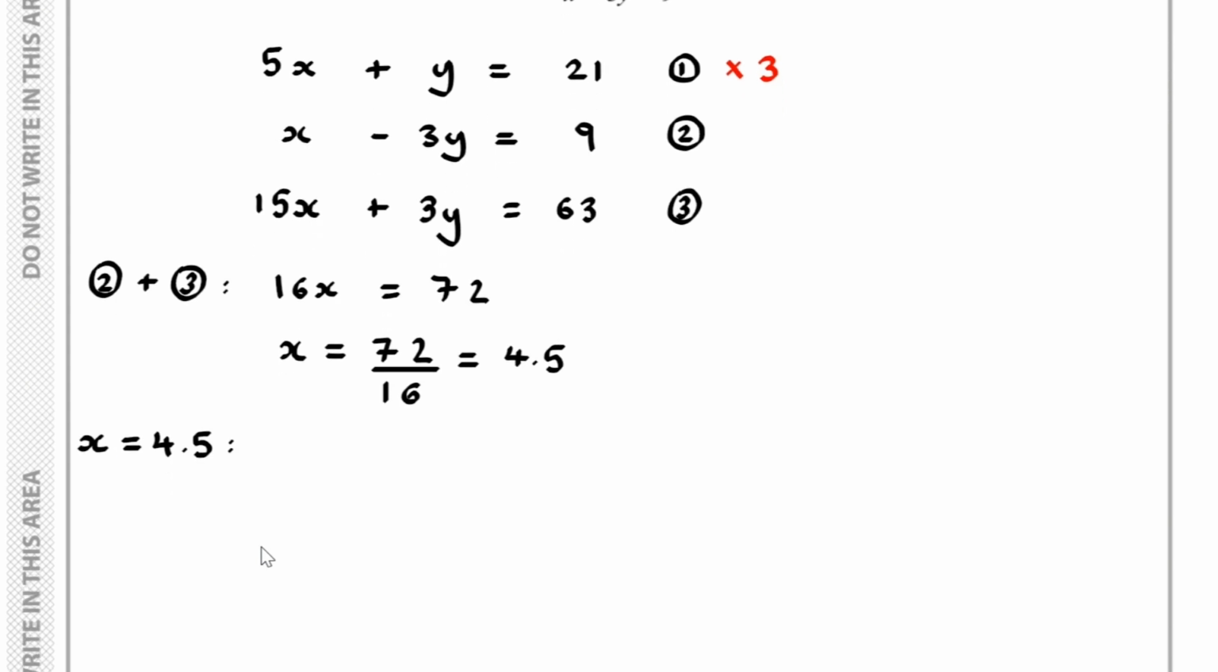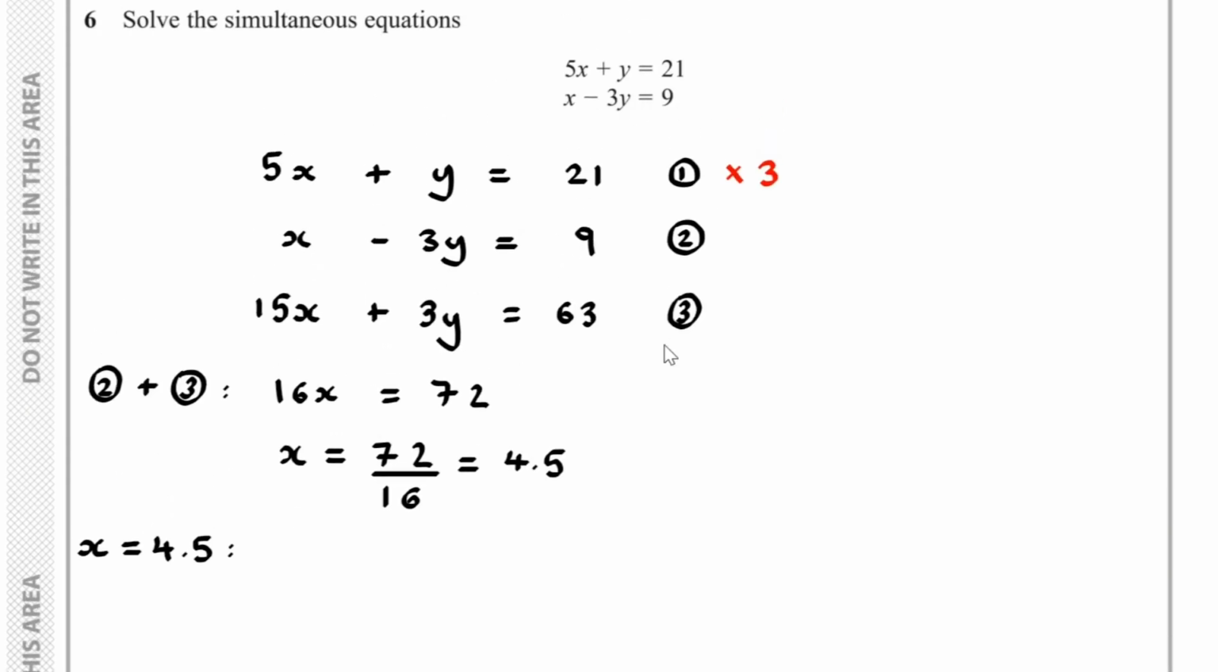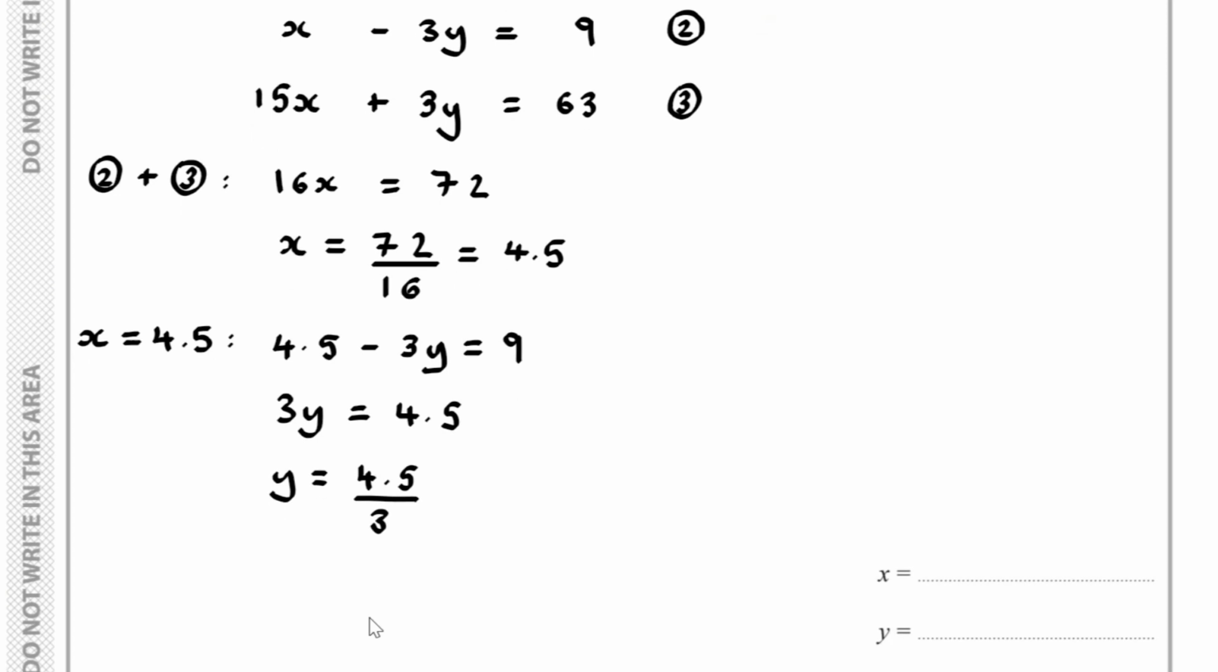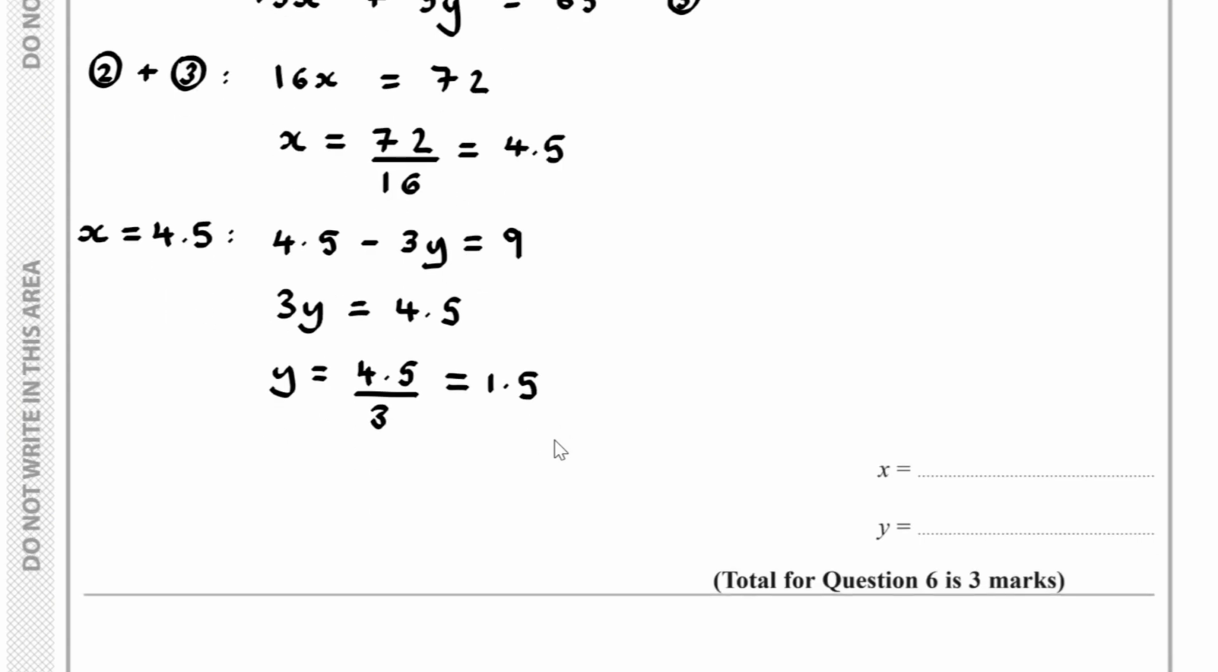So when x equals 4.5, I can now substitute into either equation to find out what y is. Let's substitute into equation 2. We have 4.5 minus 3y equals 9. We have 3y, which is equal to 4.5. And so y would equal 4.5 divided by 3, which is the same as 1.5. So I've got a solution of x equals 4.5 and a solution of y equals 1.5.